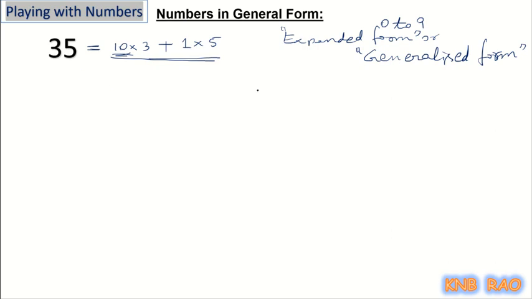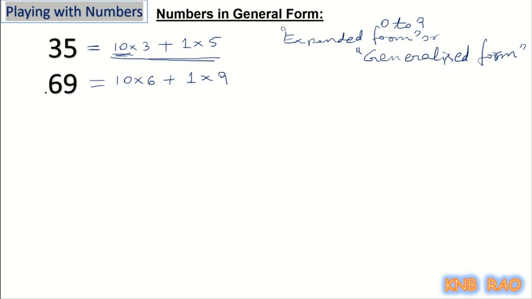Next, coming to the number 69, this is another 2-digit number where the number of tens is 6 and the number of ones is 9. So, the generalized form of 69 can be written as 10 into 6 plus 1 into 9. Whereas, we have 0 to 9, any one numeral occupying those places, that is either units or tens.